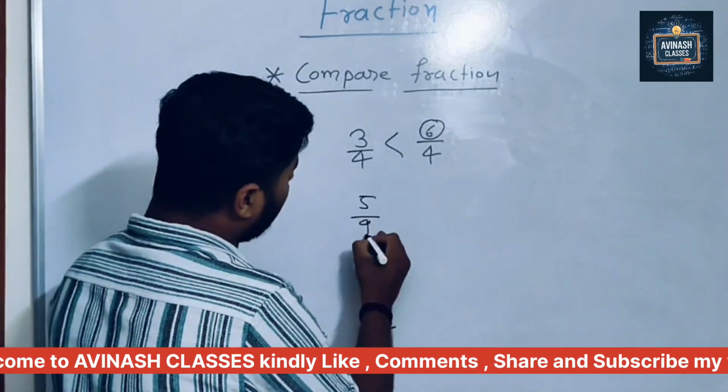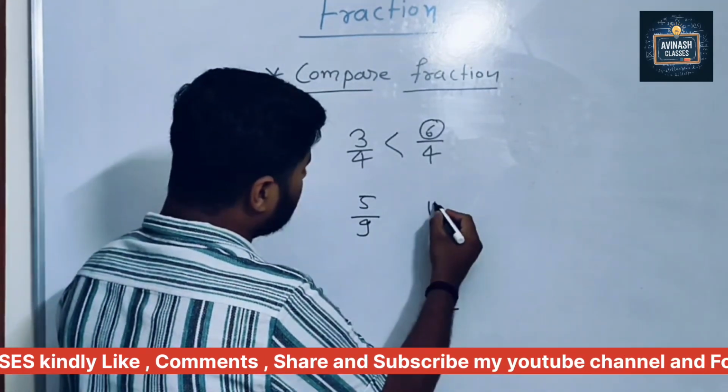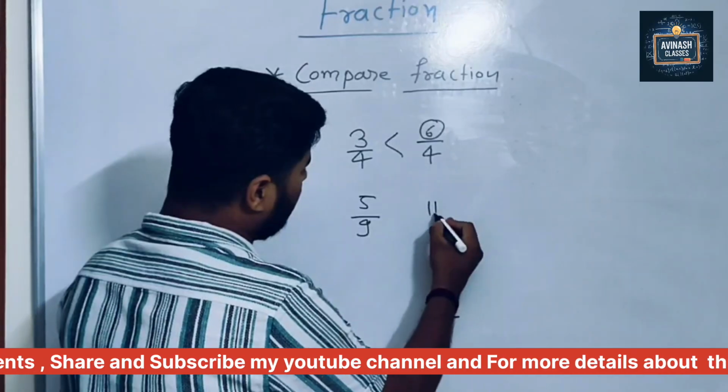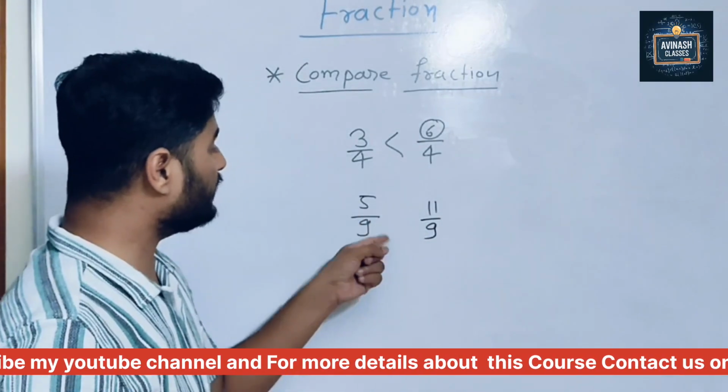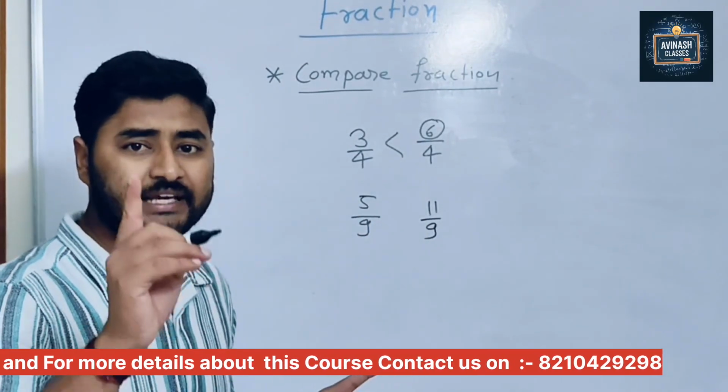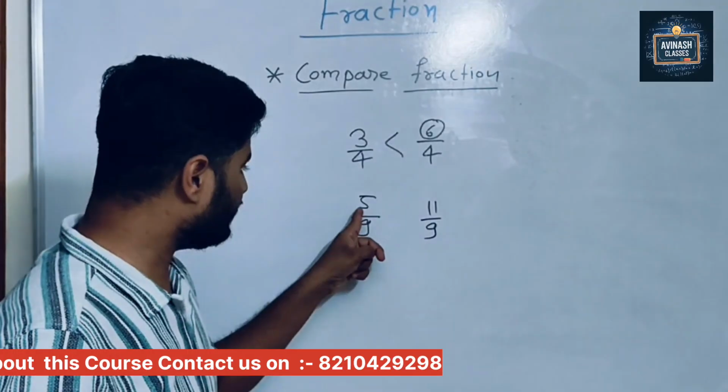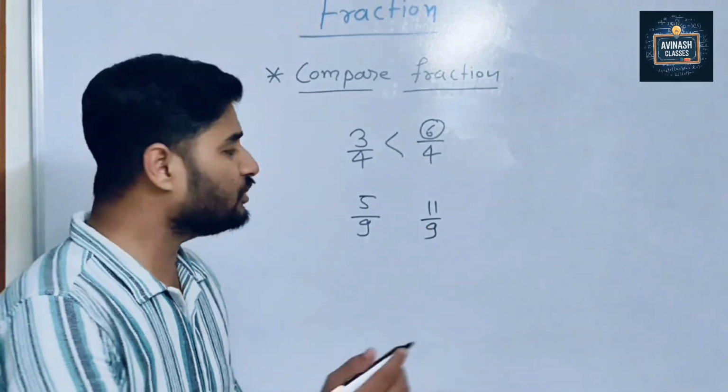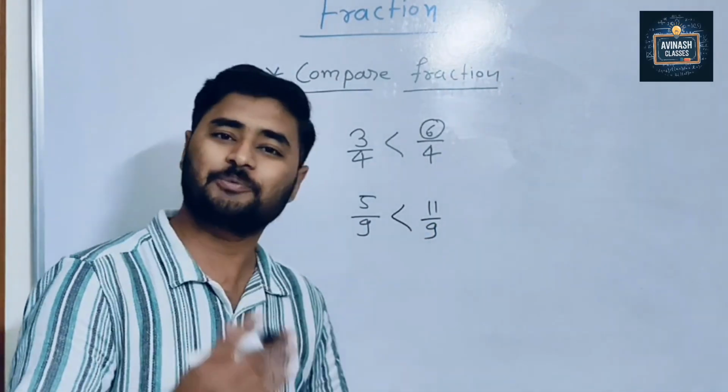Suppose one more example, 5 by 9 or 11 by 9. Now which one is greater? This is like fraction, so we check the numerator. Your numerator is 5, your numerator is 11. So 11 is greater. So we write 11 is greater.